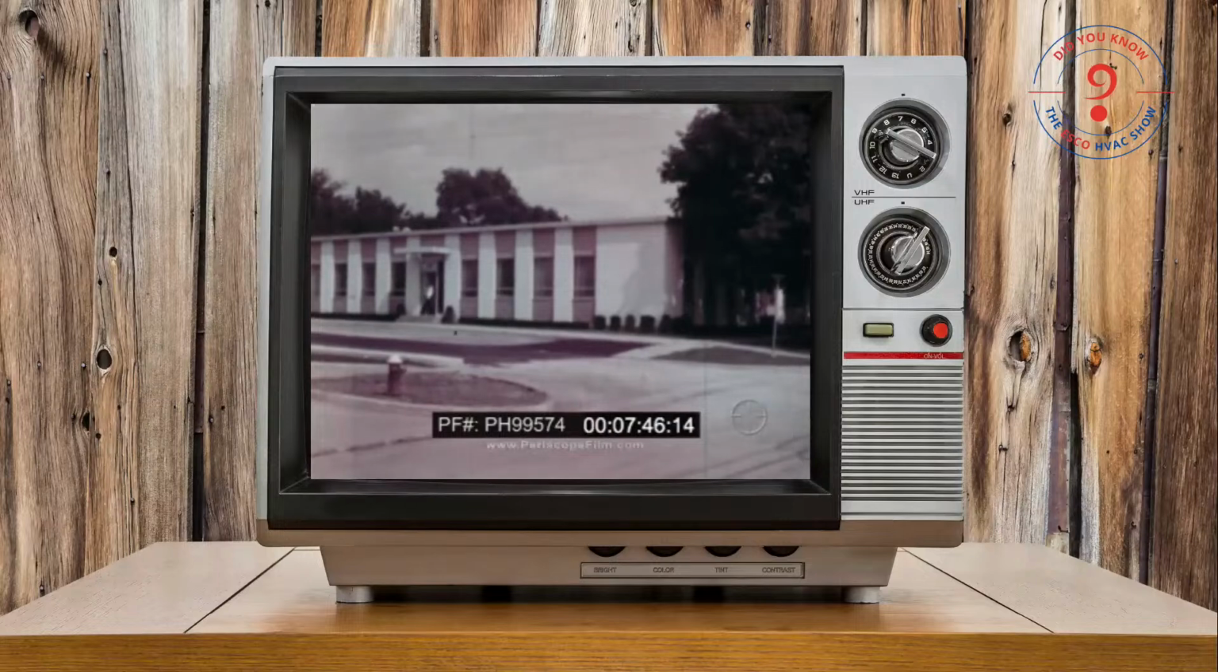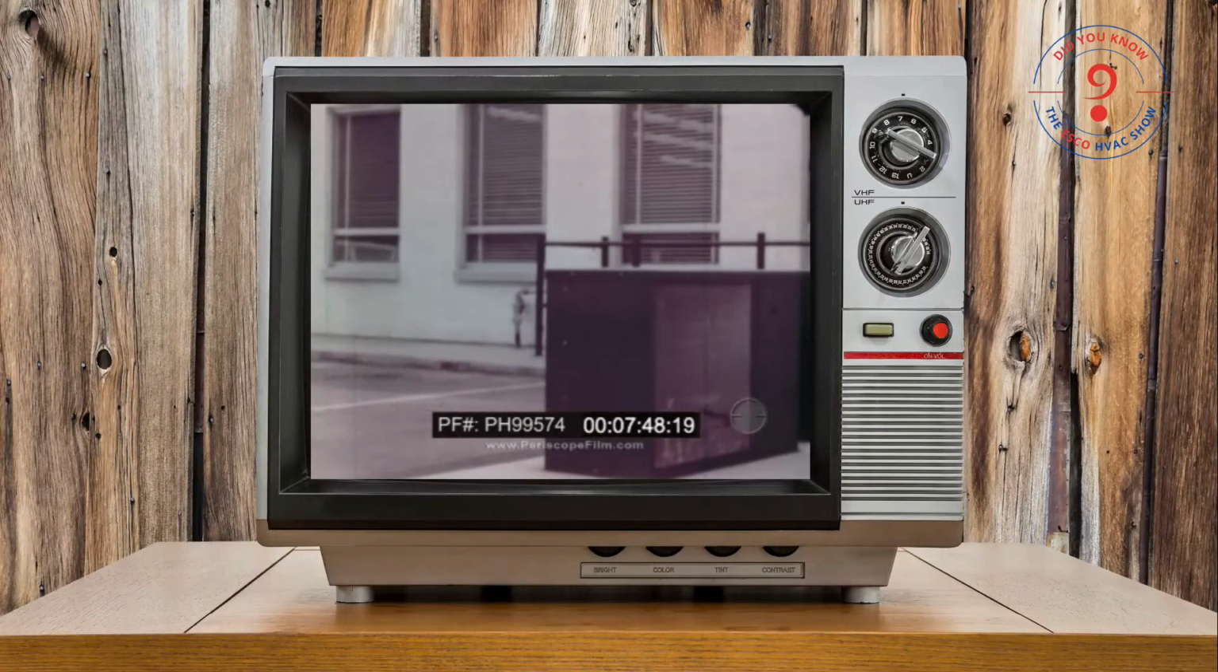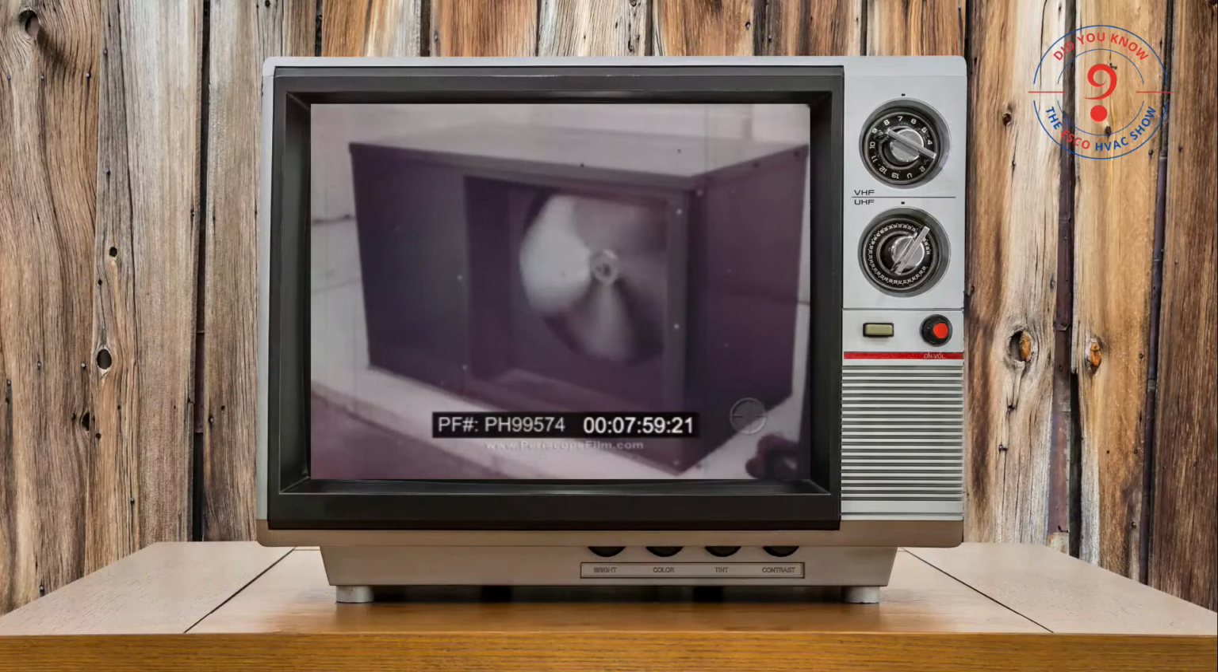...air conditioner for each room. Instead, it has one large air conditioner, which is part of a central air conditioning system. This is the outdoor unit where heat is released. Through the grill, you can see a large fan which blows air across the condenser coils.